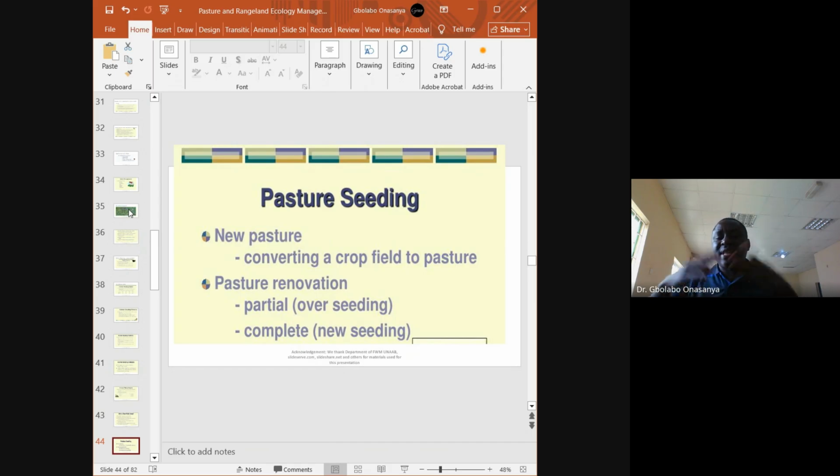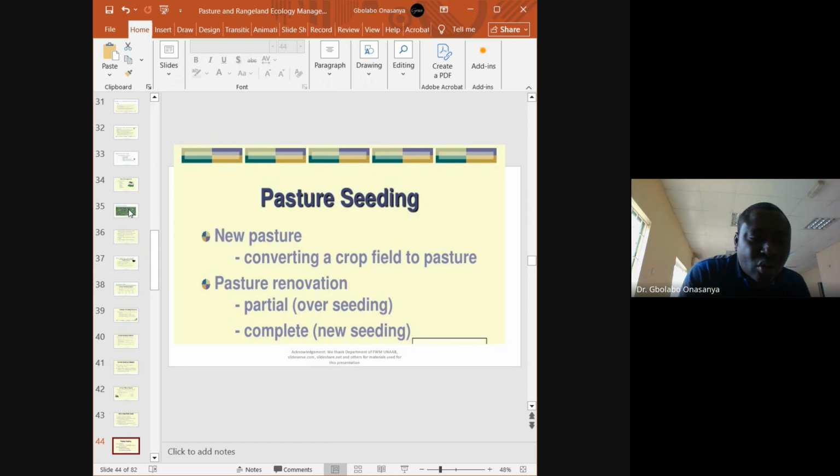Now, pasture seeding. How do you provide seed to perpetuate, to sustain, to maintain our pasture land? So seeding is the process of providing seed, taking care of seed, producing the quality seed for perpetuation. We need seed to establish new pastures. We need seed to replenish exhausted pasture.